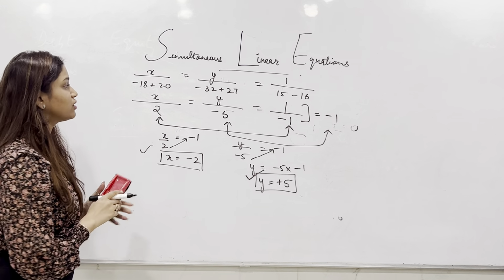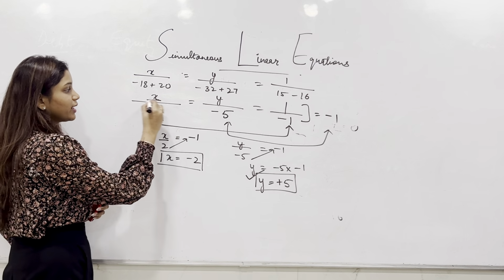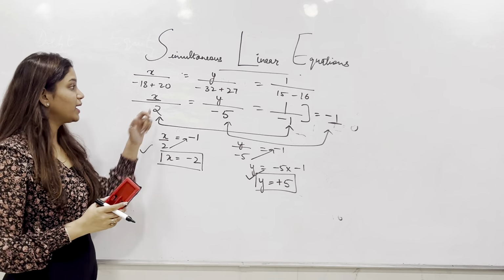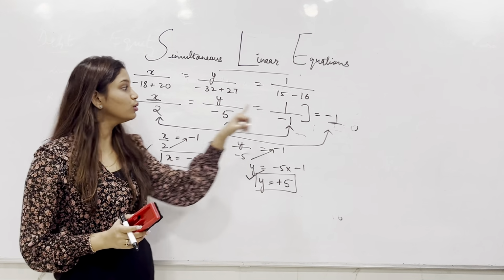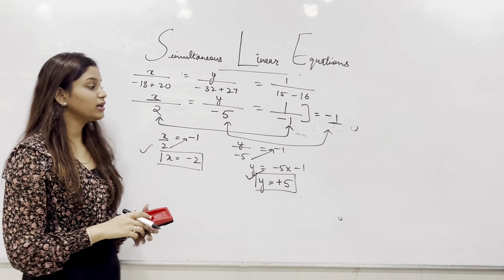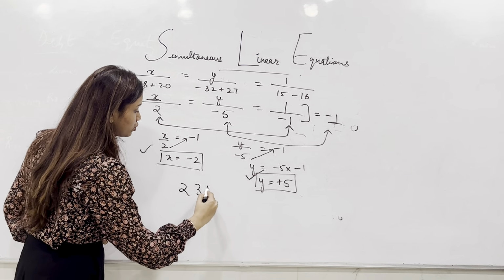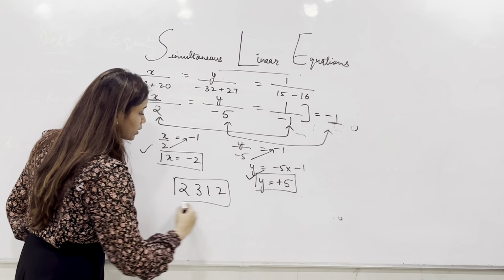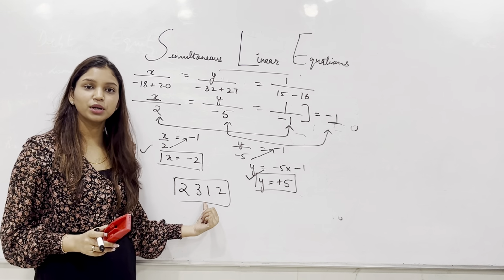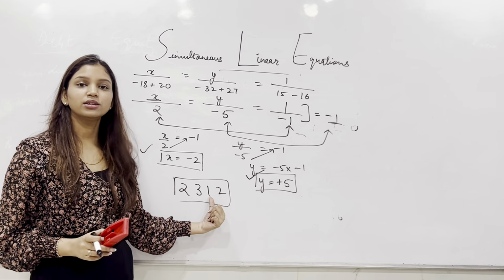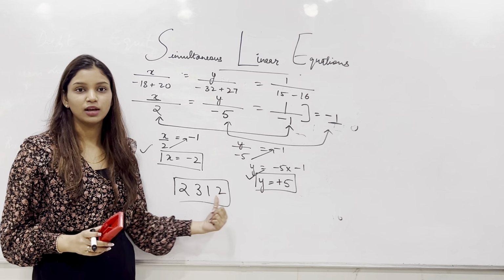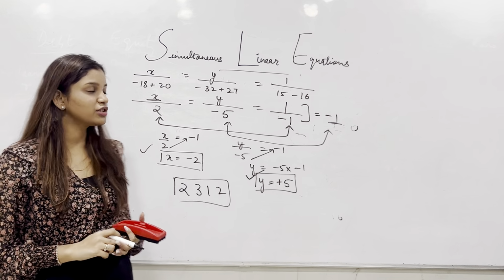The catch here is you have to compare the variable with the constant term one by one. पहले x को constant से compare करो, फिर y को constant से compare करो, then you will get x and y. And the number that you have to remember is 2, 3, 1, 2. 2 के नीचे second term के coefficients, 3 के नीचे third term के coefficients, 1 के नीचे first term के coefficient, and again the second term's coefficient. This is how you can do the cross multiplication method.